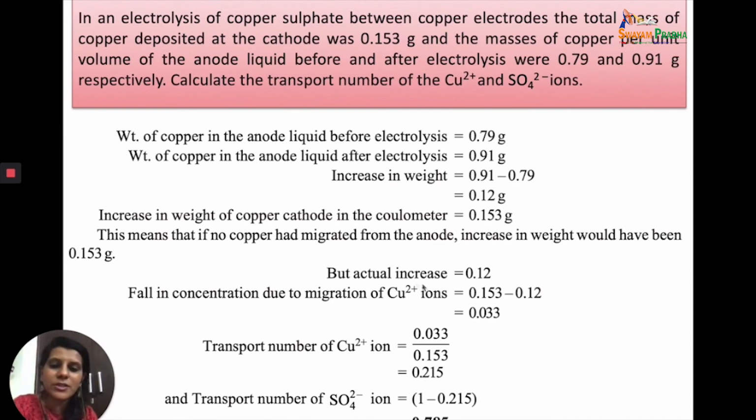So the fall in concentration due to migration of Cu2 plus ions will be 0.153 minus 0.12. What is the change? The change is 0.153 minus 0.12, which is 0.033. So the transport number of copper 2 plus ions will come out to be 0.033 upon 0.153, which will be equal to 0.215. And what will be the transport number of sulfate ions? It will be just subtracting the transport number of copper 2 plus ions from 1.